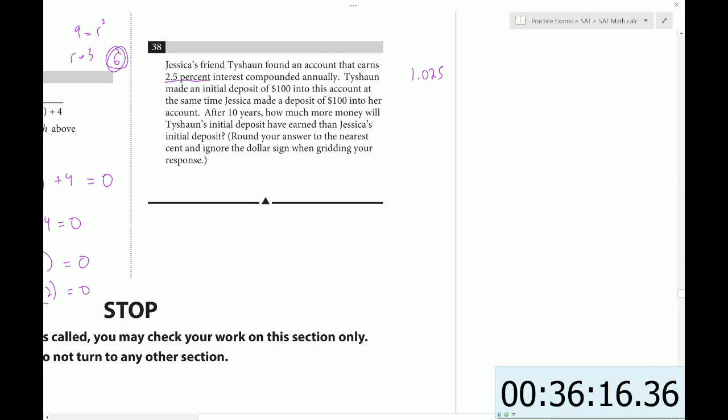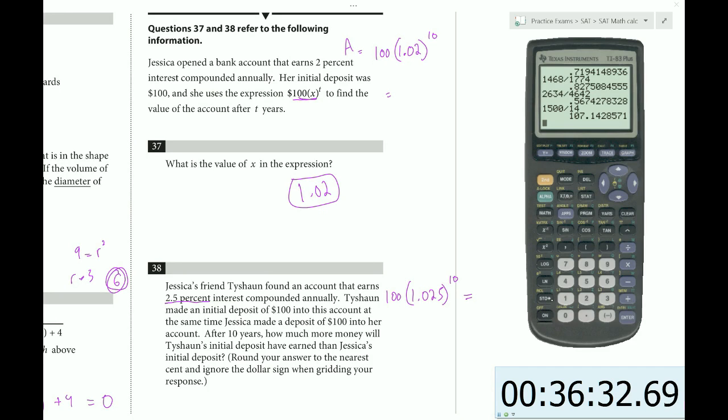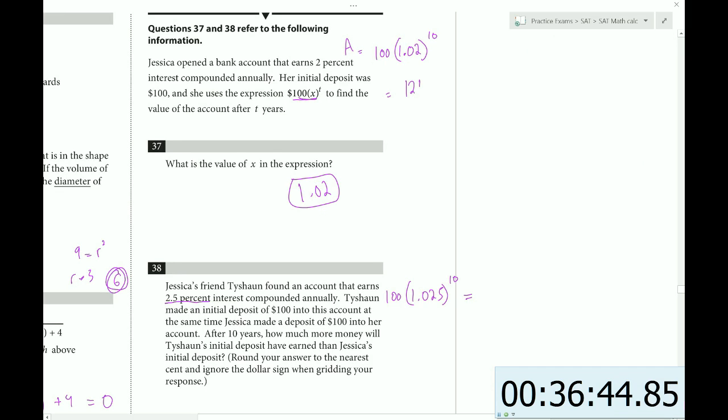Tyshawn made an initial deposit of 100, and they want to know after 10 years, okay, so to the 10th power, how much money do they each have? Okay. So we're also raising her number to the 10th power. So let's use the calculator for this. 100 times 1.02 to the power 10. And the calculator is smart enough to know the order of operations. So 121.90. Let's say 121.90.